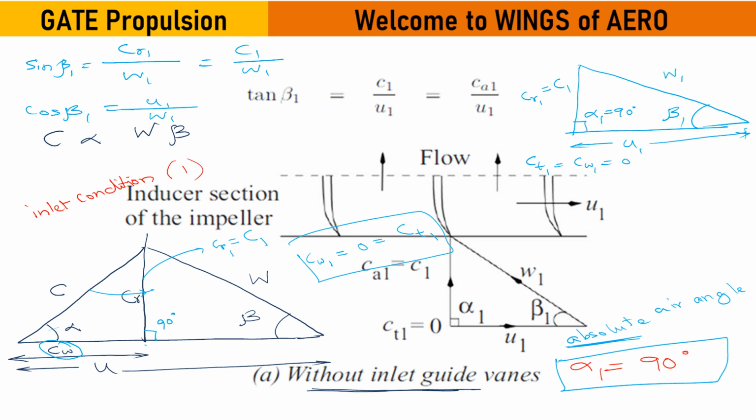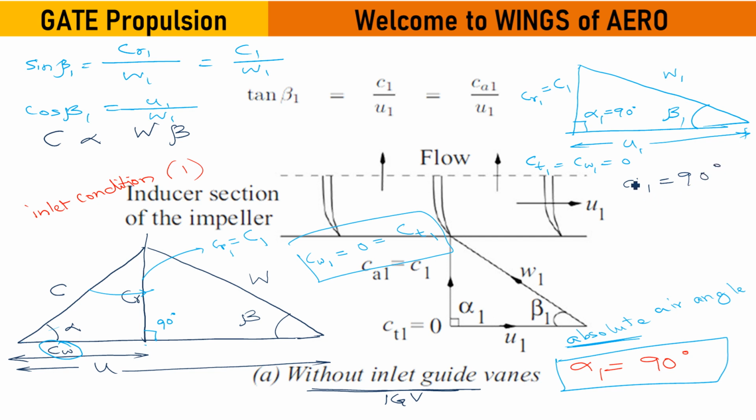Second, they will precisely mention some kind of short question, such as "without inlet guide vane", or instead of writing without inlet guide vane they can also write "without IGV" in short. In that IGV case, what will be the alpha value? They can ask whether it will be 30 degree, 40 degree, or 90 degree. What should be the alpha value?